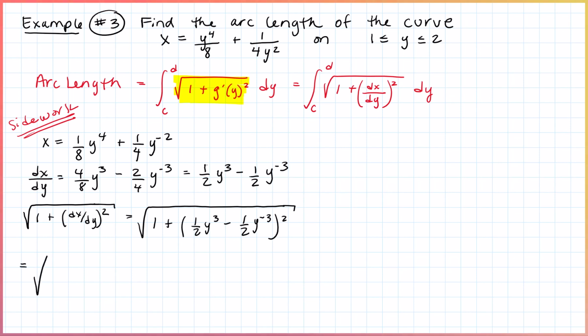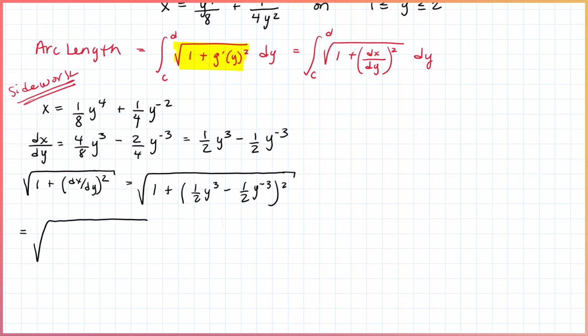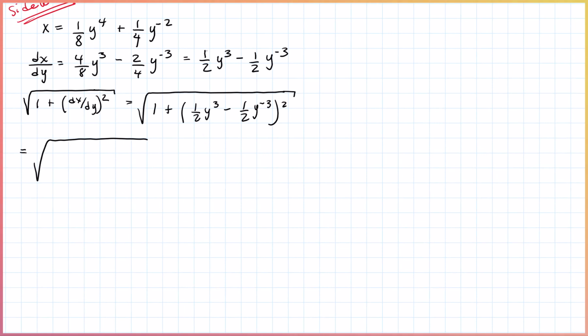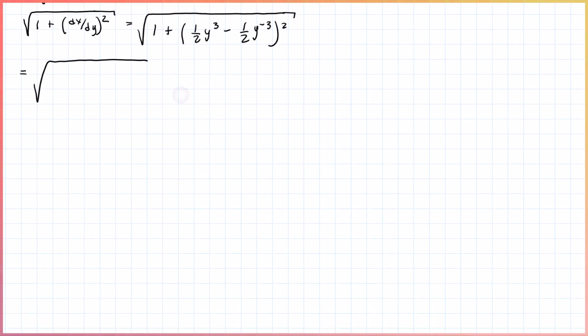I'm going to come down here. I'm going to do some algebra. I'm going to bring that more up to the top of the screen. We're going to do some algebra here. This is going to become, we still have that 1, and then we're going to expand that out. And so when I expand that out, remember I'm multiplying that by itself. And so when I do that, I get 1/4 y to the 6th.